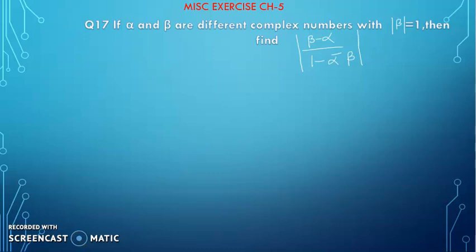Alright students, so now we will see question number 17 of your miscellaneous exercise. Chapter number 5, question number 17. It says that if alpha and beta are different complex numbers with modulus of beta equal to 1, then find the modulus of (beta minus alpha) divided by (1 minus alpha conjugate beta). Okay, so we'll begin with the question.